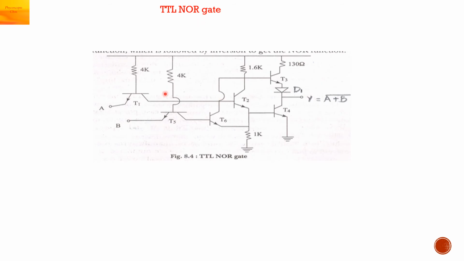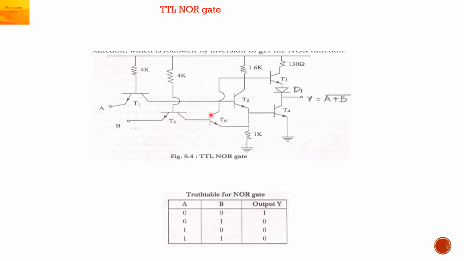Next is the TTL NOR gate. This is the circuit diagram. This is the truth table for the NOR gate. This circuit is the NAND gate circuit only, with the transistors T5 and T6 added.